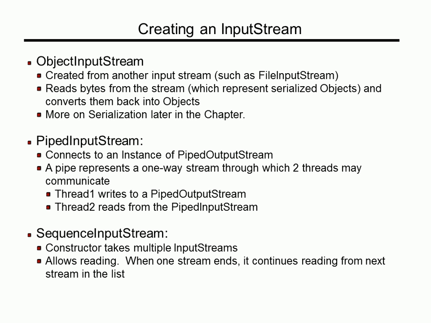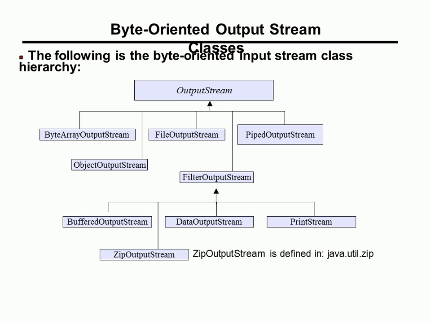Then the PipedInputStream. You know how a pipe works in the OS. You take one output and channel it to another input, just like a normal pipe. Take something and put it somewhere. So it connects to an instance of a PipedOutputStream. The pipe represents a one-way stream in which two threads may communicate. So you have two threads, one is writing and one is reading, using a pipe. Then the SequenceInputStream. I've not even used it myself before.